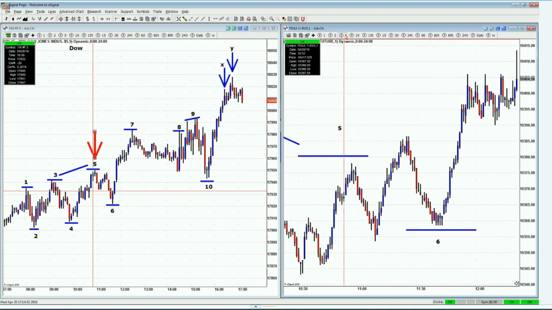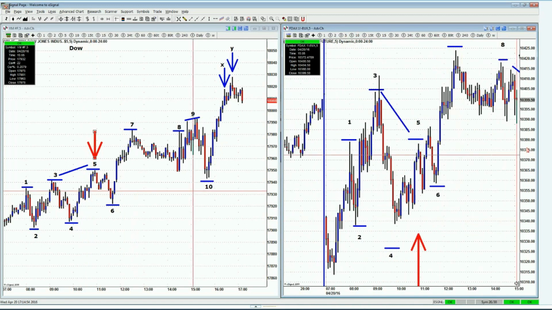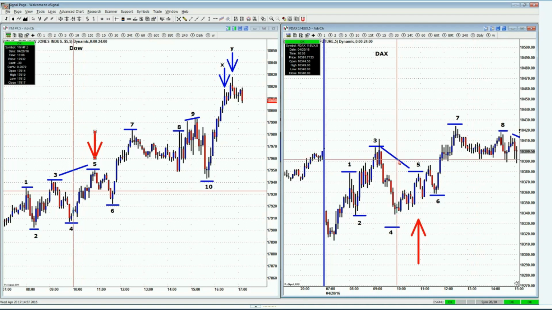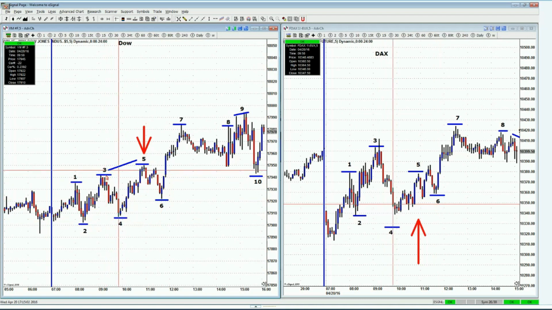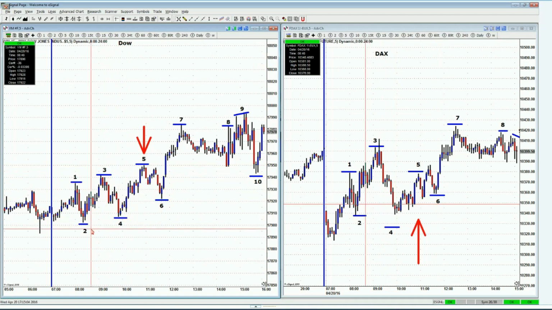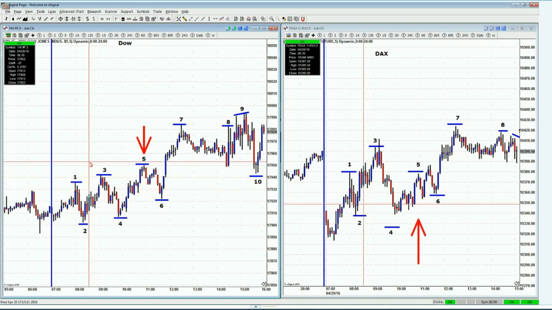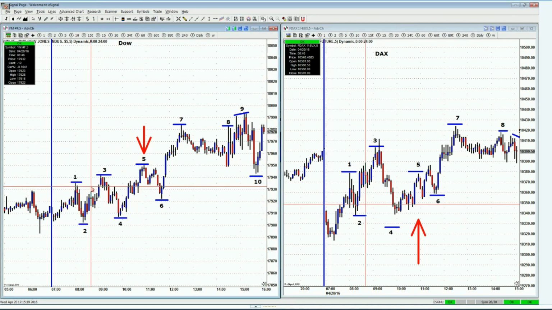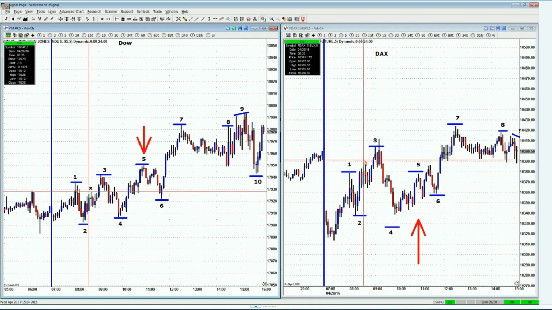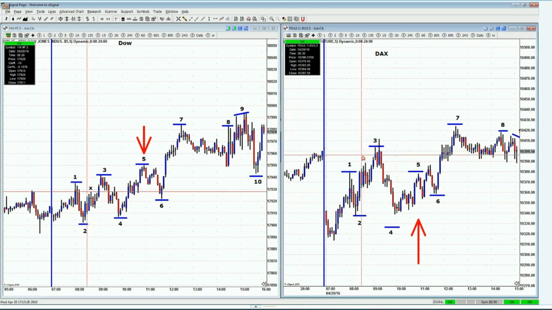If I go back and I did the same with point number 3. We can see here, not point number 3. Let me just give this a name. Let's call it point number X. Okay. And point number X is here where the DAX is making a new high.